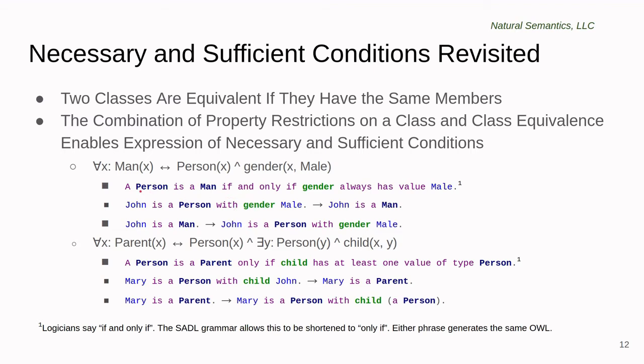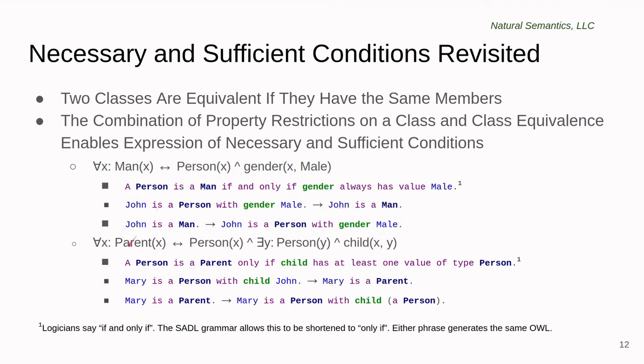So just as a clarification, a reminder, what this means is if we know that John is a person with gender male, that implies that John is a man. Or on the other hand, if we know that John is a man, then that implies that John is a person with gender male.